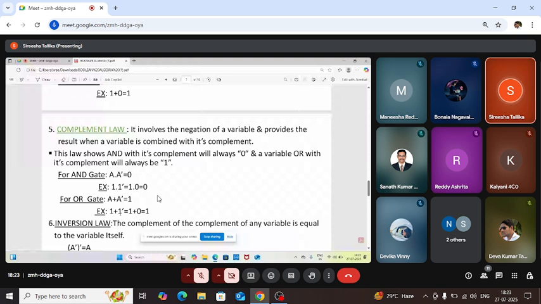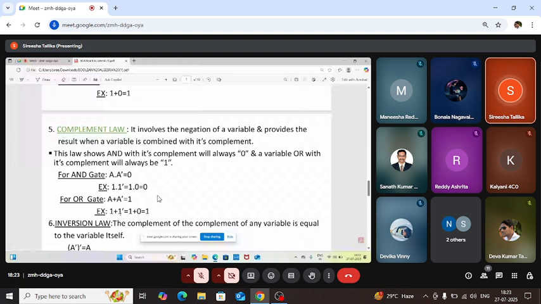So if you apply, for example, A as 1, and the complement of 1 is 0. So 1 plus 0 equal to 1. So this is the complement law.